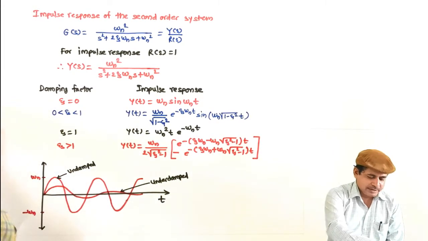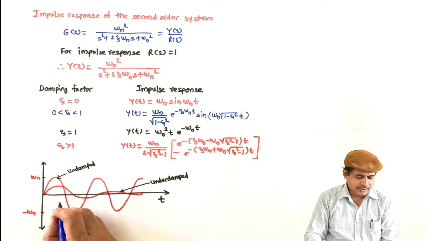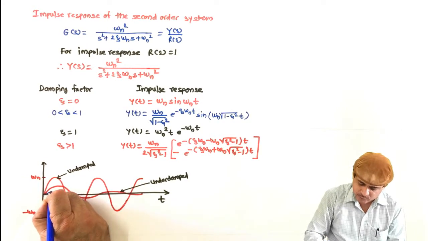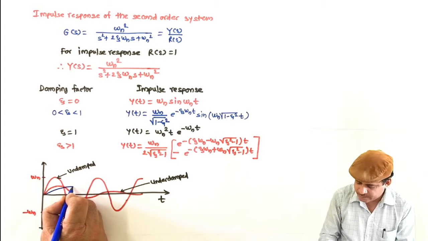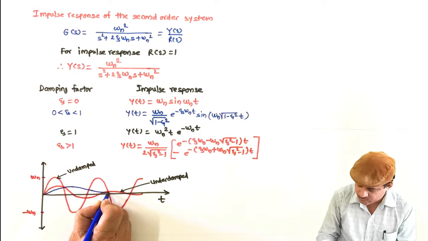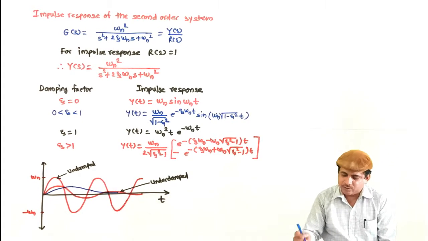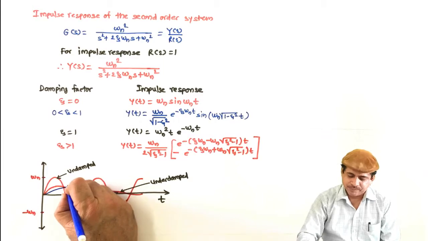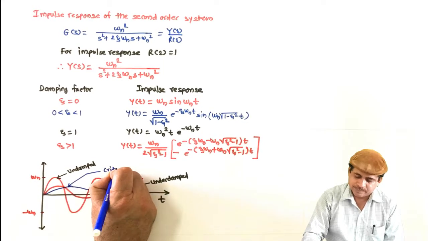Then next we will see critically damped. So in this critically damped system, what happens? It is slower than this underdamped. At some time it reaches its maximum, and then it starts decreasing, and it will never cross the 0. This blue line will touch this 0 line only at time t equal to infinity. So this is for critically damped.